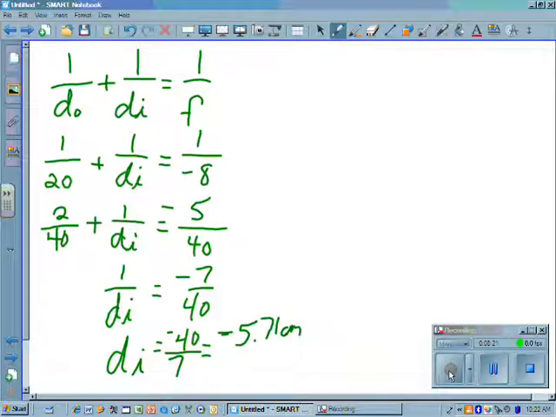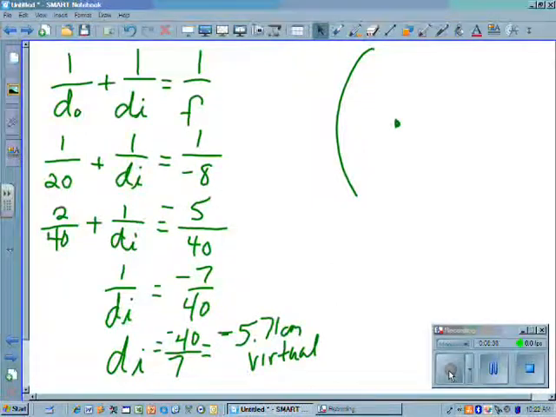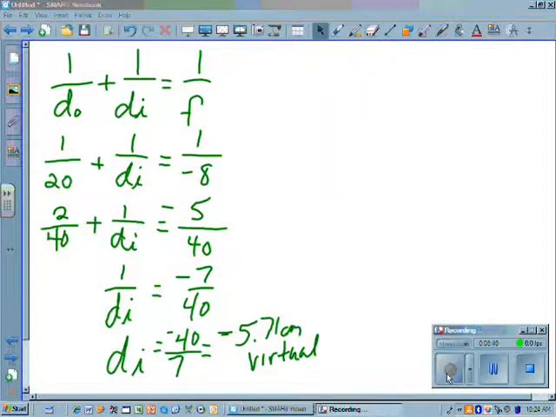Now, since that number is negative, what does that tell you about the image distance? It's behind the mirror, right? So the image distance is going to be behind the mirror. So if it's behind the mirror, do we call that real or virtual? Virtual. Very good. So that simply tells you it's a virtual image. Now we got to do the magnification to see if it's upright and bigger or smaller.